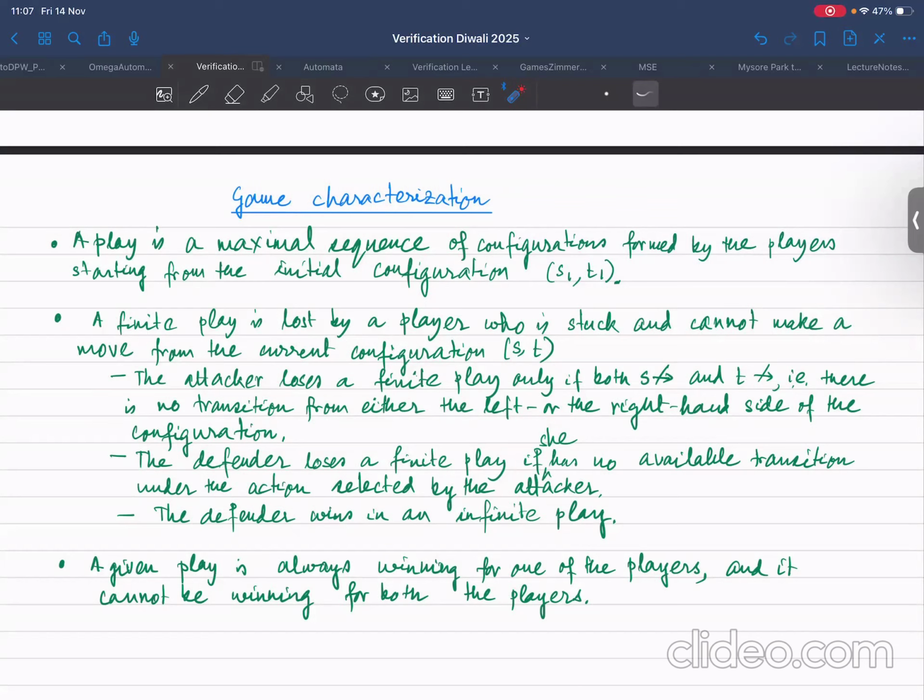But in general, what can happen is that a finite play is lost by the player who is stuck and cannot make a move from the current configuration.